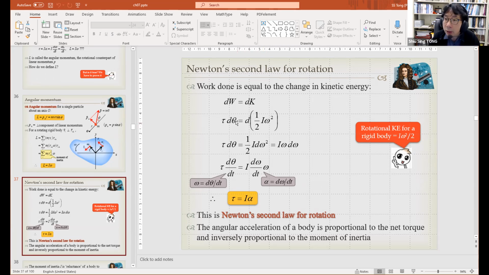So by equating the work done by the torque to the change in kinetic energy of the system, we successfully derive Newton's second law for rotation. The torque is equal to the moment of inertia multiplied by the angular acceleration. So each quantity just translates from the linear counterpart to its rotational quantity. The force becomes the torque, the mass becomes the moment of inertia, and the linear acceleration becomes the angular acceleration. Okay.